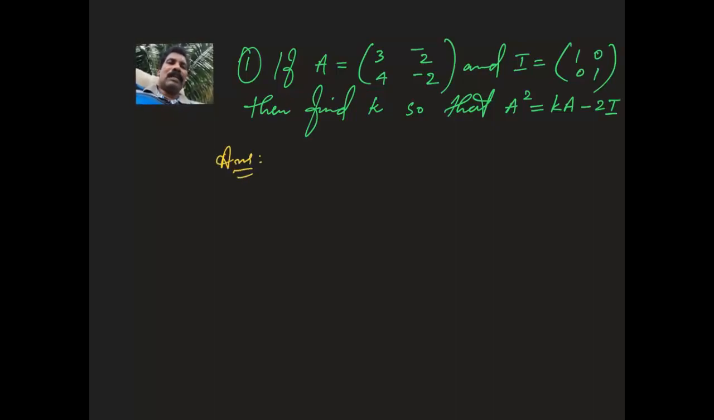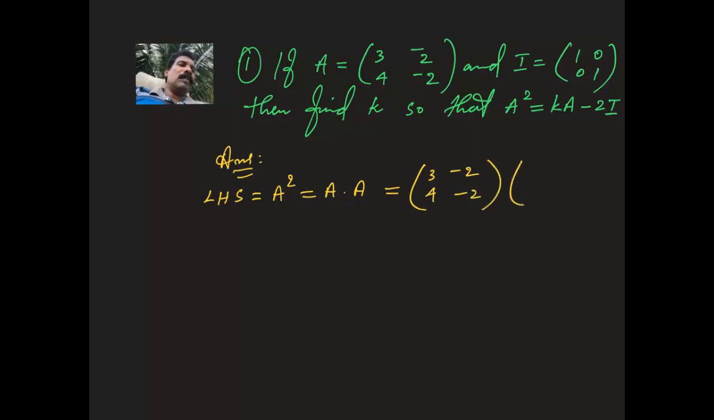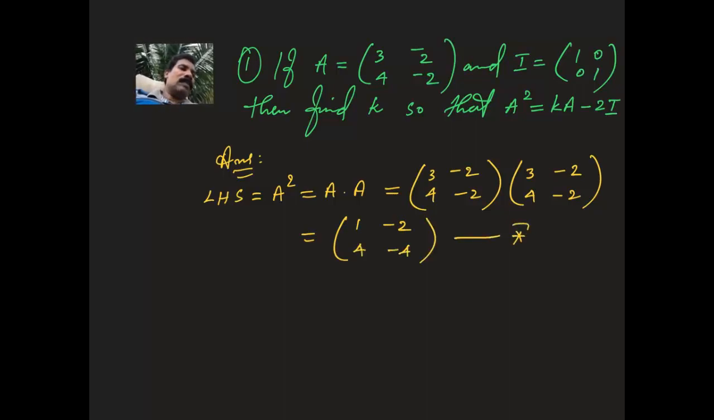We will consider the left hand side, LHS, that is equal to A square. A square means we have to multiply A by A. That is, we will write 3, negative 2, 4, negative 2 multiplied by itself, that is 3, negative 2, 4, negative 2. So we can obtain 1, negative 2, 4, negative 4. So this is our left hand side.